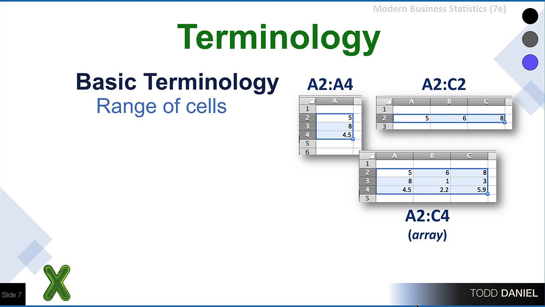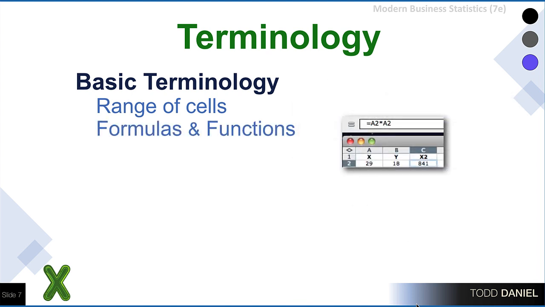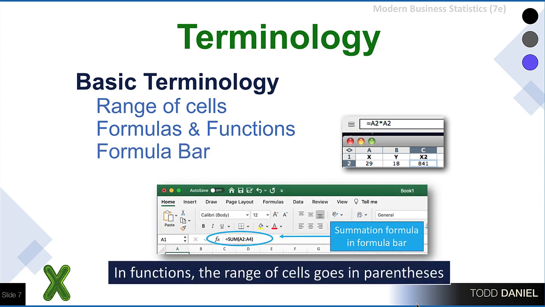Once we have our data in Excel, we'll be using formulas and functions to do things to those numbers, to create charts and graphs and analyses and means and standard deviations. Those functions and formulas will go into a formula bar, which is above our array of cells. The range of cells goes into parentheses. We're referring to cells, say, A2 to A4. Those are contained within parentheses.